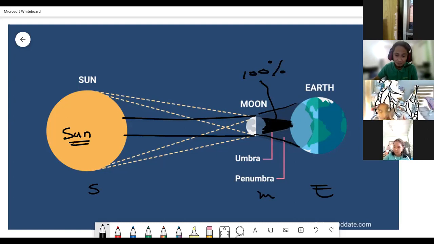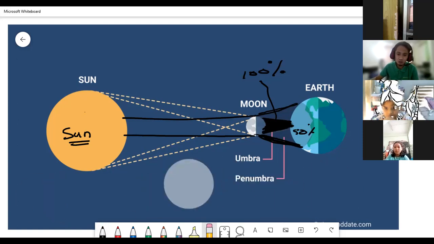We have penumbra because the sun is bigger than the moon. It can create a little bit of shadow, not very dark, but a little bit. This one, the umbra, is very dark, 100%. And penumbra is maybe 50% of darkness. Not so light, not so dark. That is what we call penumbra.